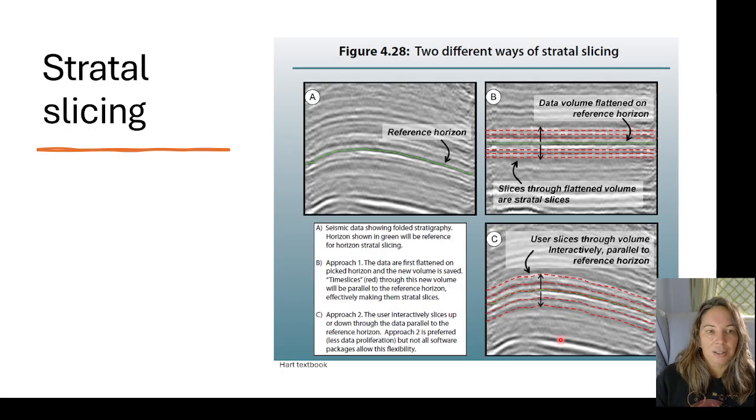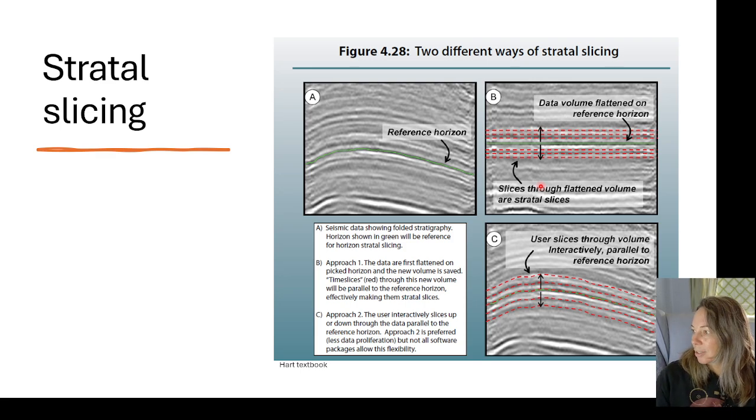Straddle slicing is another method. In this case, I've mentioned this before, where you can pick 1 or 2 horizons and then do straddle slices like 10 milliseconds above it, 20, 30, 40 milliseconds above it, as kind of shown here. You can also pick 2 horizons and then do proportional slicing between them too.